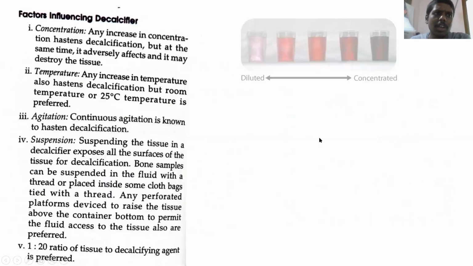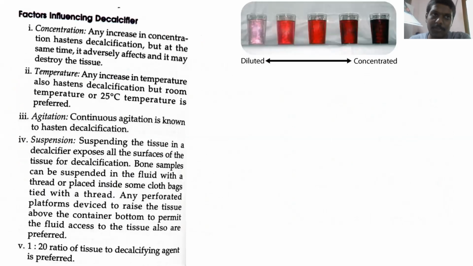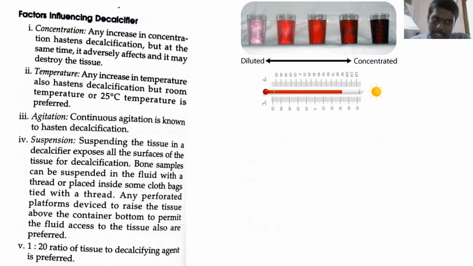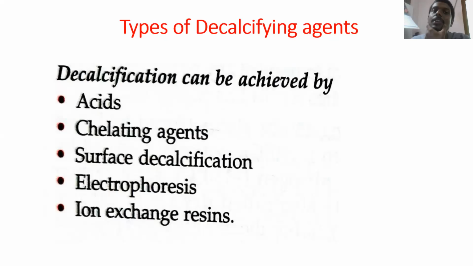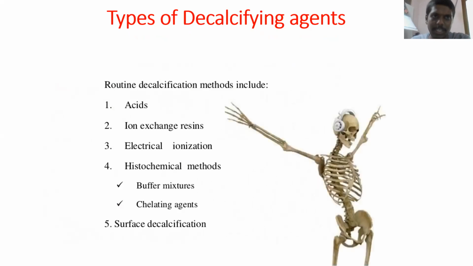Here we have certain factors that will influence the decalcification. The factors include concentration, temperature, agitation, suspension, and volume. The tissue to decalcifying fluid volume needs to be adjusted for an efficient decalcifying process. We have different types of decalcifying agents such as acids, chelating agents, surface decalcifying agents, electrophoresis, and ion exchange resins.